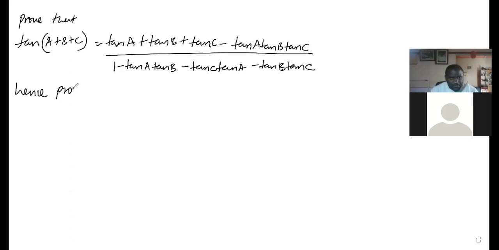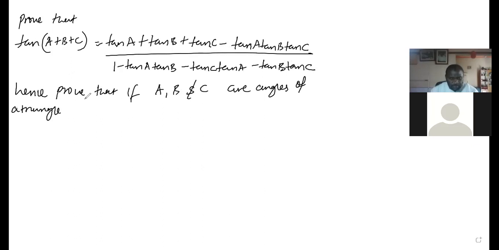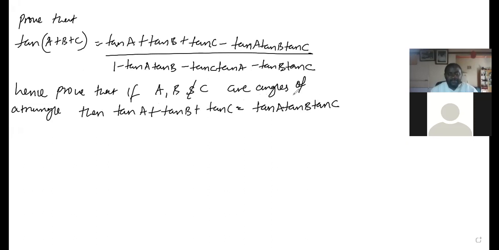Hence, prove that if A, B, and C are angles of a triangle, then tan A plus tan B plus tan C is equal to tan A tan B tan C.